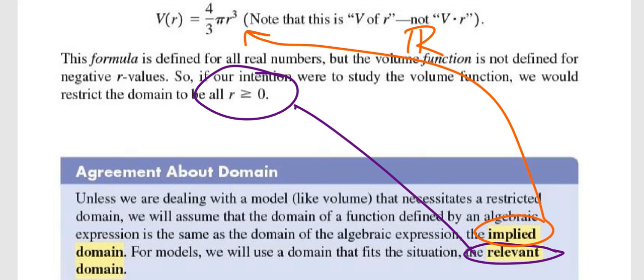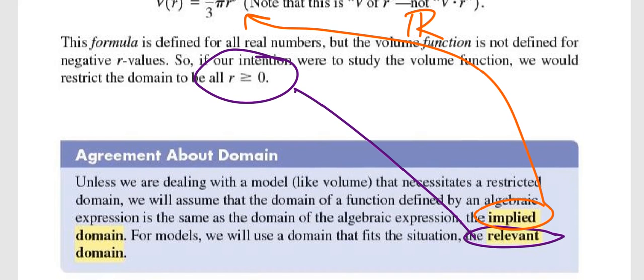But that's not what we call the relevant domain, because the radius of a sphere cannot be negative. And some might even argue that it can't be 0. So relevant domain is different than implied domain. Implied domain would be what the mathematical formula will allow. Relevant domain would be what the story problem situation will allow you to plug in.